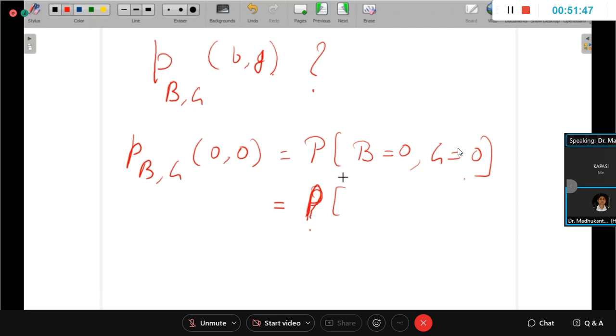How do you read this? This is nothing but the event that the family chosen is from those with no children. So a family with no children. So that's 0.15. Good. Okay.